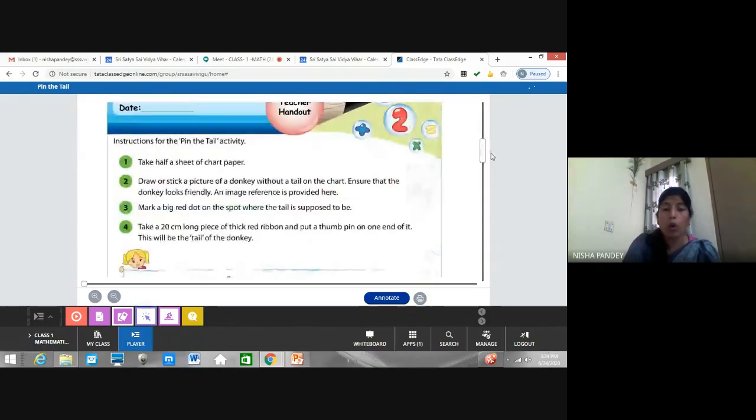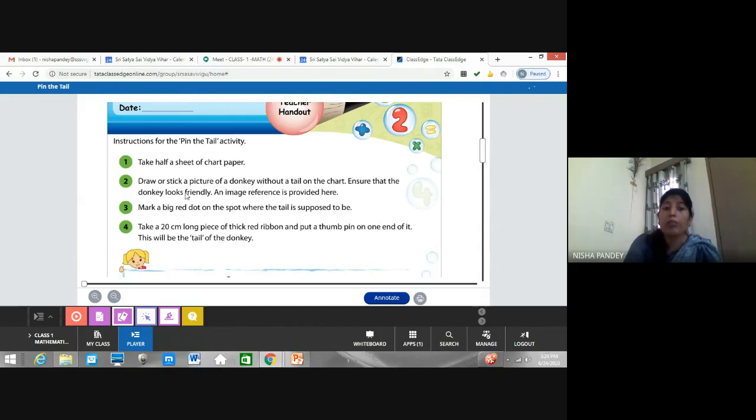Okay, here is an activity for you children. You can take half sheet of paper or small paper, whatever you wish to take, and then draw or stick a picture of a donkey. You can draw also, you can stick also. What you can draw or stick? Picture of a donkey without a tail. You should not draw the tail or you should not stick the tail part of the donkey.